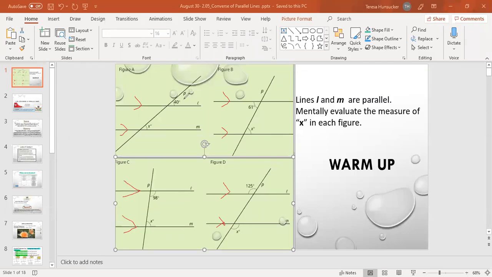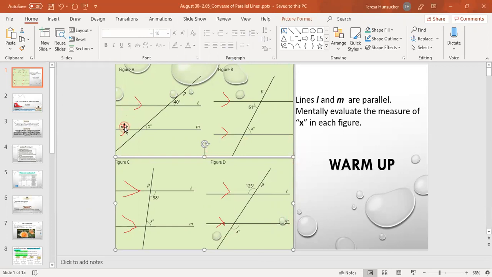Okay, so everybody, this is section 205. You'll be happy to know that you're already familiar with the content from section 204, where we were proving congruent angles congruent. We were proving same side interior angles supplementary. We were proving alternate interior angles congruent and corresponding angles congruent. So with that said, we're going to use that same idea to develop why these angles in each of the figures are either supplementary or congruent.